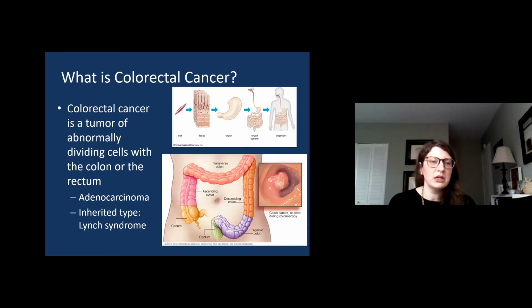And in the picture, this is a picture from a colonoscopy, which we'll talk a little bit about. And you can actually see a polyp there and some abnormal appearance to that polyp that tells us that this is likely a cancer.